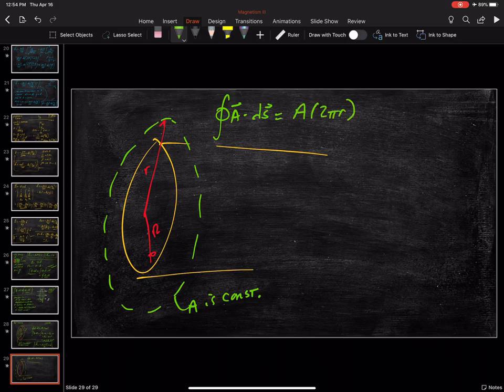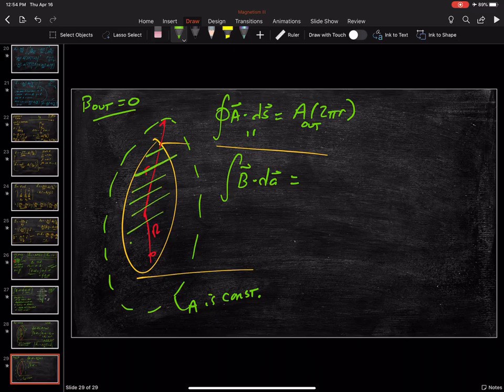Okay? And so this is A outside. And this should also be equal to integral B outside, well, B dot dA. Now what's that? Now here's the thing. B outside is equal to 0. So does that mean that I just set this equal to 0? No, I don't just set this equal to 0, because there's still some amount of current passing through there. There's still some amount of flux passing through there. But it stops here. It's only the stuff inside.